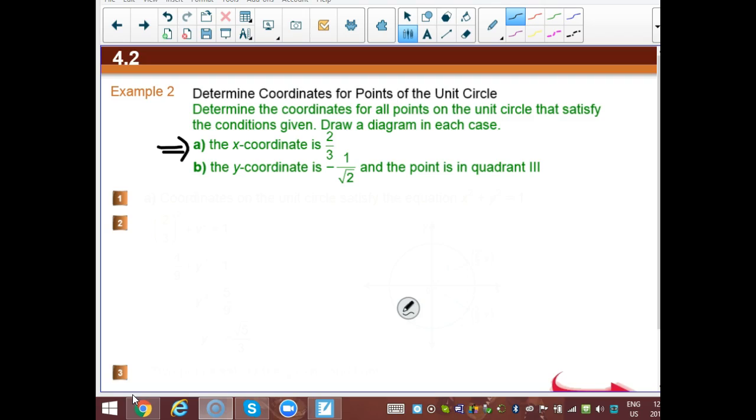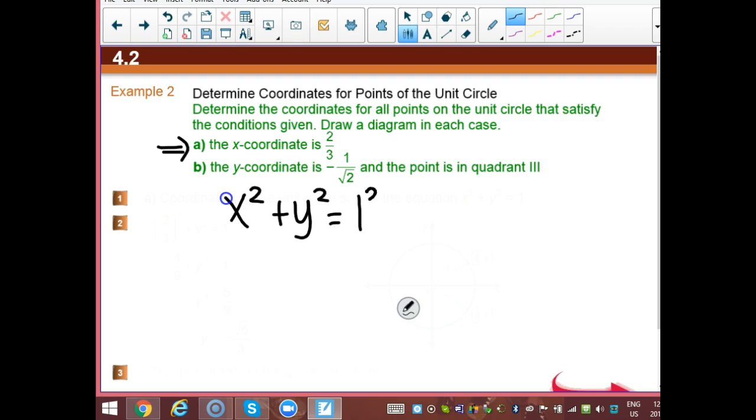So before I started recording this, I said the formula for the unit circle is x squared plus y squared equals 1 squared. Okay, so that's what we're going to use to find the coordinates that we need, because for coordinates you need an x and you need a y. Okay, so we're given the x coordinate is 2/3.